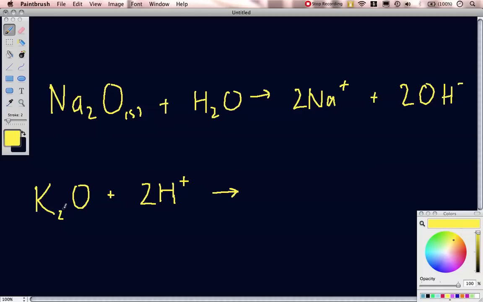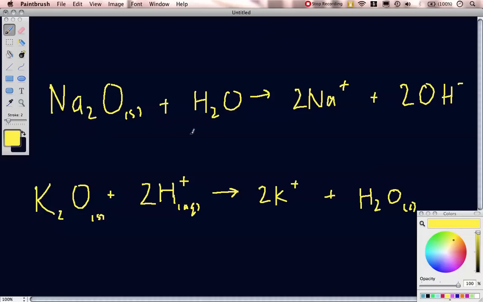Guys, this is a strong base reacting with a strong acid, so this arrow goes only one way to show that the reaction happens to completion. And we form two potassium ions in solution, and we form water, or H2O, which we know are the two products of neutralization. And this would be a solid. We can have aq there, that would be aq for the potassium, and obviously the water would be a liquid.